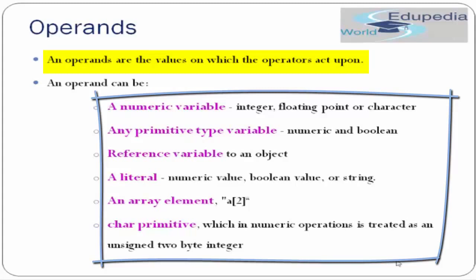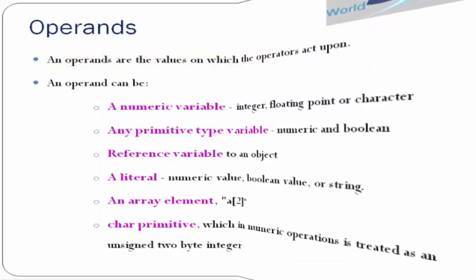Then we have array element. An array element can be any array element with the index. Over here, as an example, the array element with the bracket having 2. So the index over here is 2. Then we have the char primitive type, which in numeric operation is treated as an unsigned 2-byte integer. So if you put a numeric operator between char primitive operands, it will give you an unsigned 2-byte integer because it is treated as an unsigned 2-byte integer.